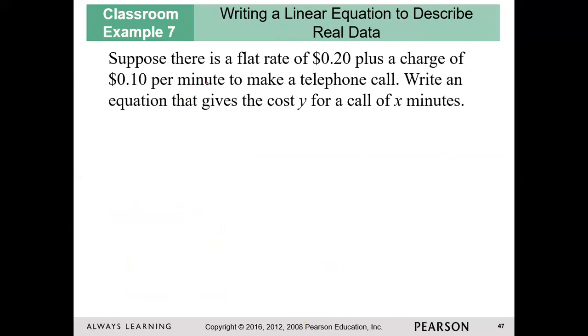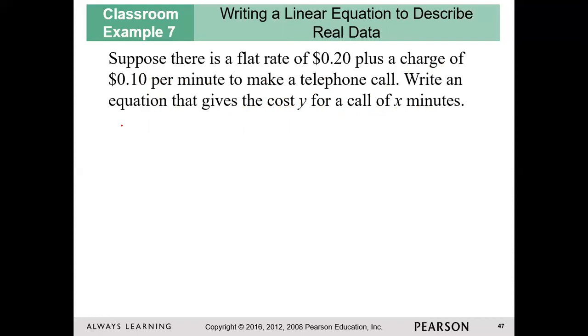All right, so suppose that there's a flat rate of 20 cents plus a charge of 10 cents per minute to make a telephone call. Write an equation that gives you the cost y for a call of x minutes. So again, this is one of those situations where there's a flat fee just to start the phone call, and then 10 cents a minute.